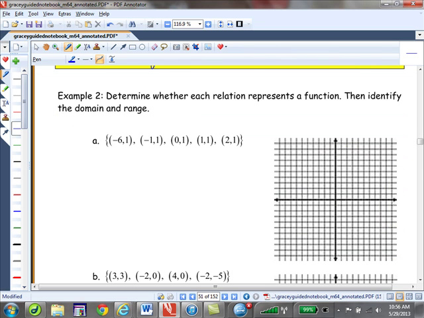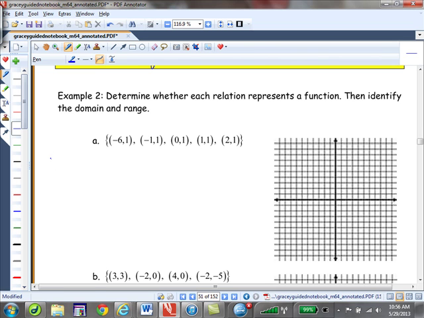Example to illustrate with a picture and a chart if a relation is a function. So remember, the trick is each of the domain values has to map to exactly one range value. The range values can be repeated, but you can't have two different domain values map to the same range value and have it be a function, right? So let's take a look at what we have.